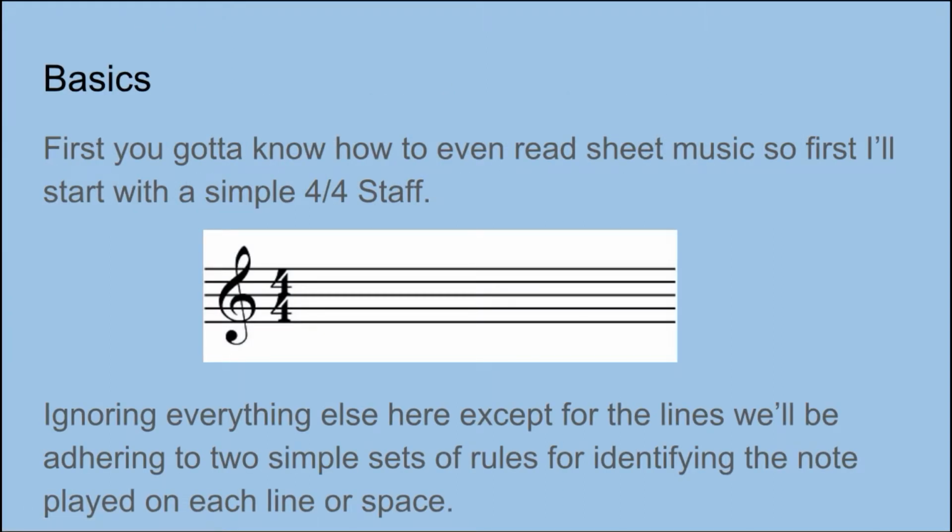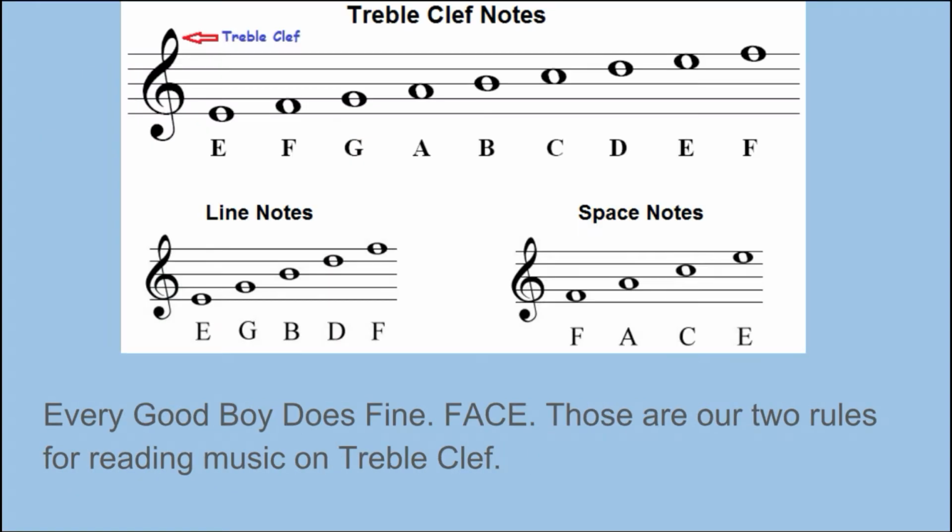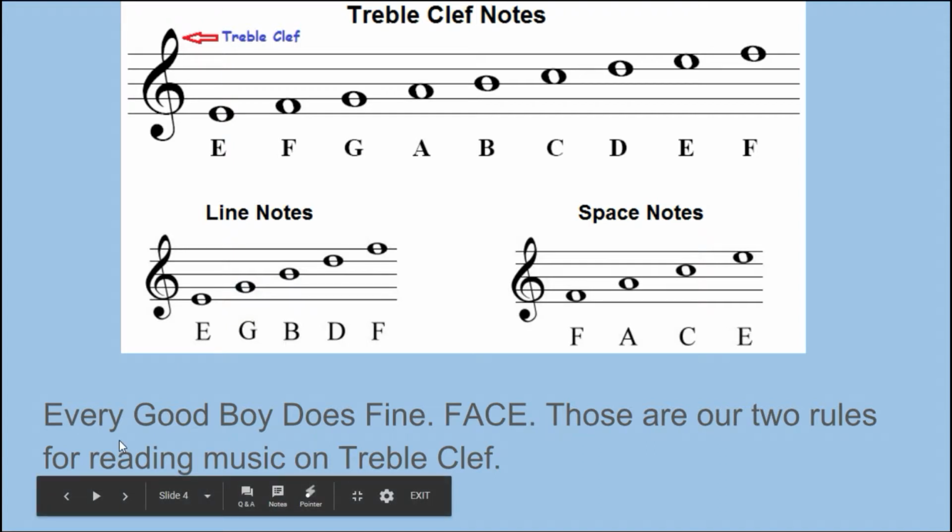First, you gotta know how to even read sheet music. So I'll start with a simple four staff. Ignoring everything here except for the lines, we'll be adhering to two simple sets of rules for identifying the notes played on each line or space. Every Good Boy Does Fine, and FACE. Those are our two rules for reading music on the treble clef. Mind you, the treble clef.